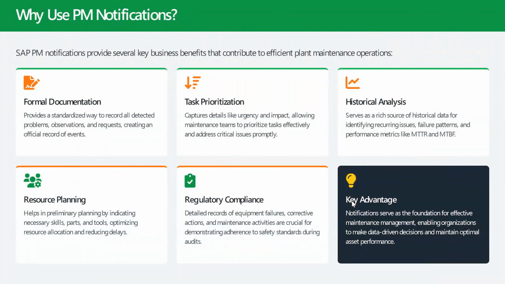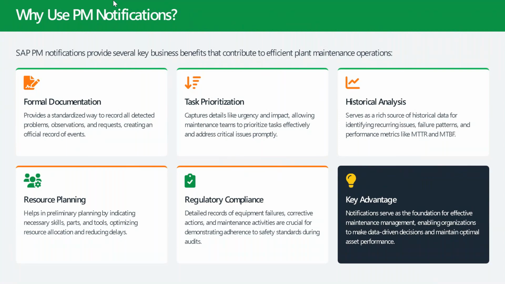Next, SAP PM notifications provide several key business benefits that contribute to efficient plant maintenance operation. So why should we use the PM notification? As I told, to record an issue or activities, it helps us maintain formal documentation. Each issue is supposed to be reported in the system. It provides a standardized way to record all detected problems, observations, and requests, creating an official record of the event.